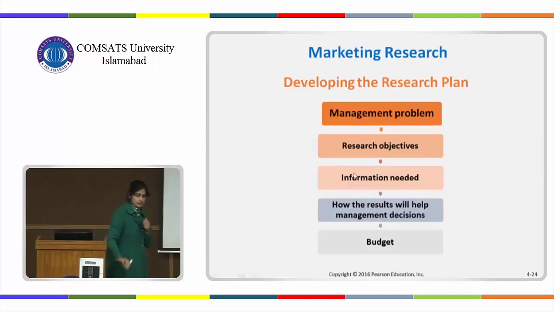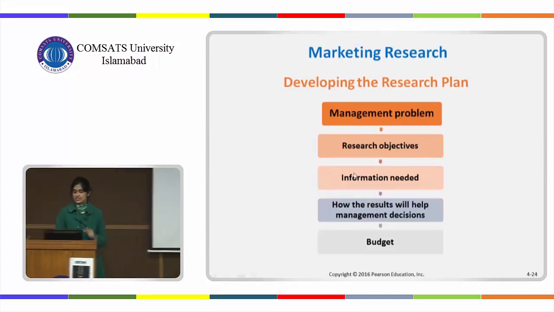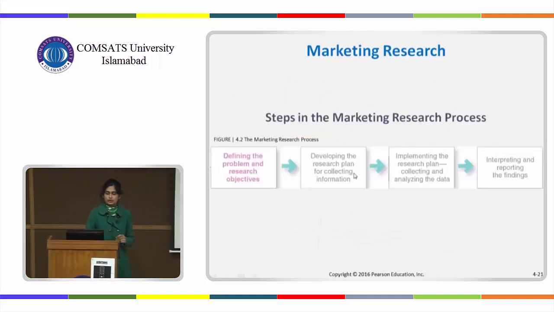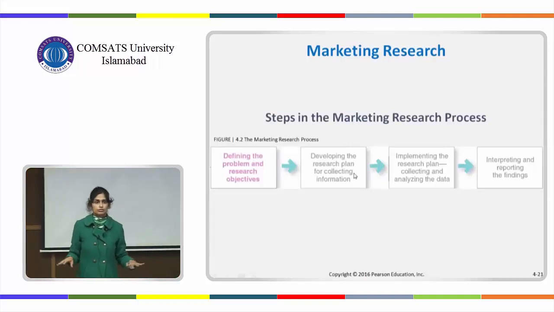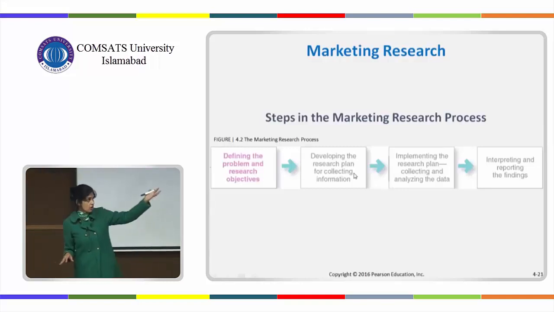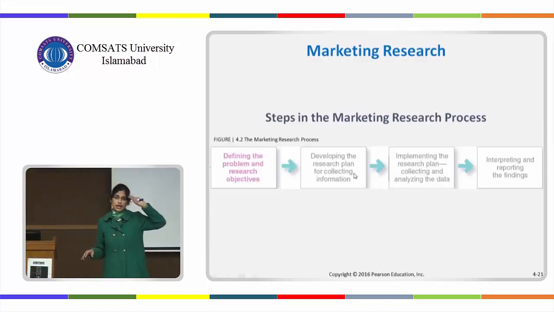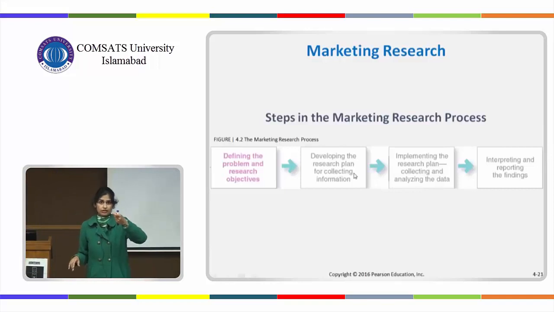Now coming down, that's the first step of your marketing research process. So marketing research process is a 4-step process. The first step was you define the problem and the research objective. So based on the type of study that you undertake, your objectives will form accordingly. So your objective would be based on the type of study that you're doing, right?